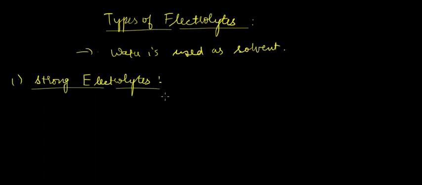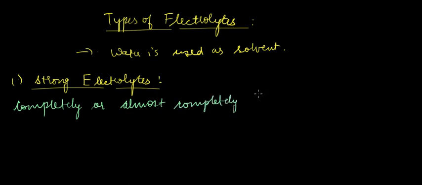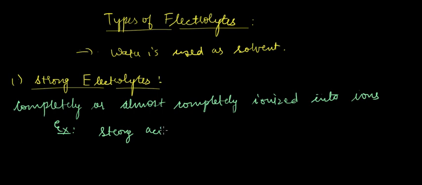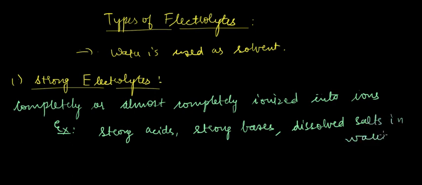Strong electrolytes are completely or almost completely ionized into ions. Examples: strong acids, strong bases, and dissolved salts in water.